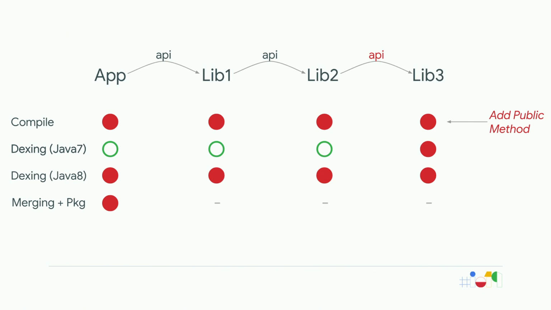However, for Java 8, that's different. The desugaring process has to look at the dependencies. So when it processes library 1, it has to go and look at library 2 and library 3, what their API is. Is it using some language feature that it needs to desugar, and therefore it impacts the output of library 1? So you have to redo everything.